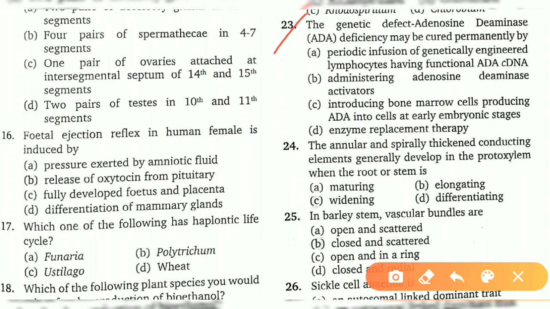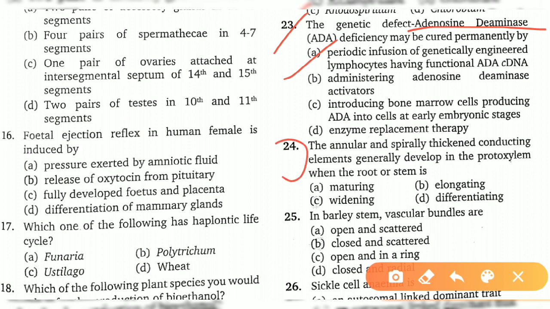Now 23rd question. The genetic defect adenosine deaminase deficiency may be cured permanently by periodic infusion of genetically engineered lymphocytes having functional ADA cDNA, administering adenosine deaminase activators, introducing bone marrow cells producing ADA into cells at early embryonic stages, or enzyme replacement therapy. So the option is periodic infusion of genetically engineered lymphocytes having functional ADA cDNA.